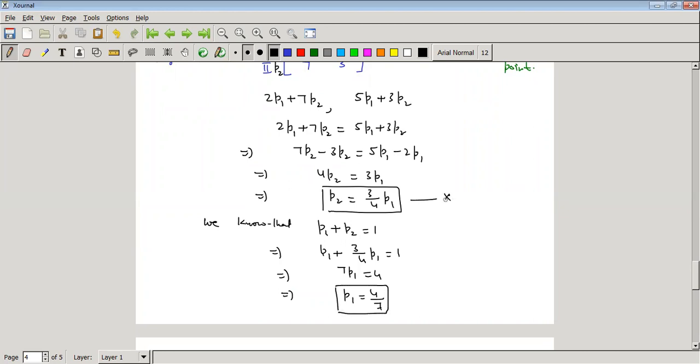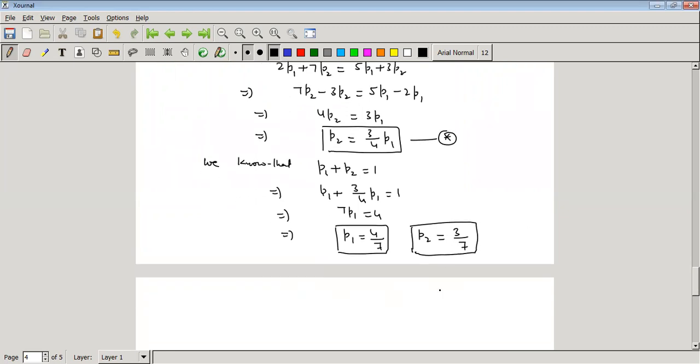If we put P1 in the starred equation, we get P2 equal to 3 by 7. So P1 plus P2, 4 by 7 plus 3 by 7, the sum is 1. So the optimum mixed strategy for player A is P1 comma P2, that is 4 by 7 comma 3 by 7.